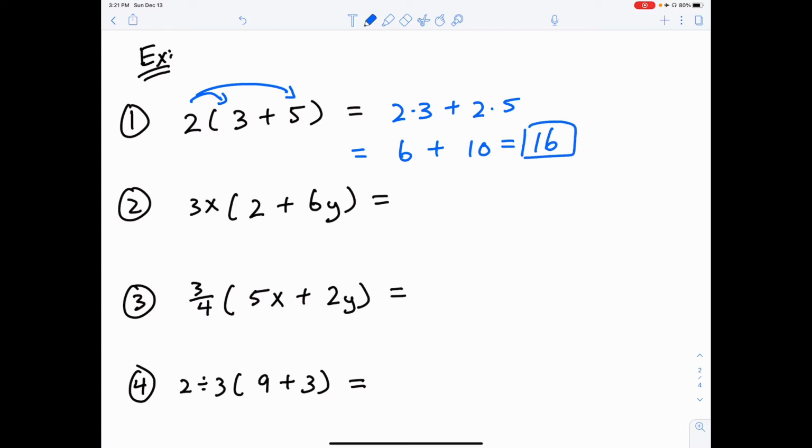The next one, we have 3x bracket 2 plus 6y. Once again, we go to both terms like so. So 3x times 2 plus 3x times 6y. This will give us 6x plus 18xy.